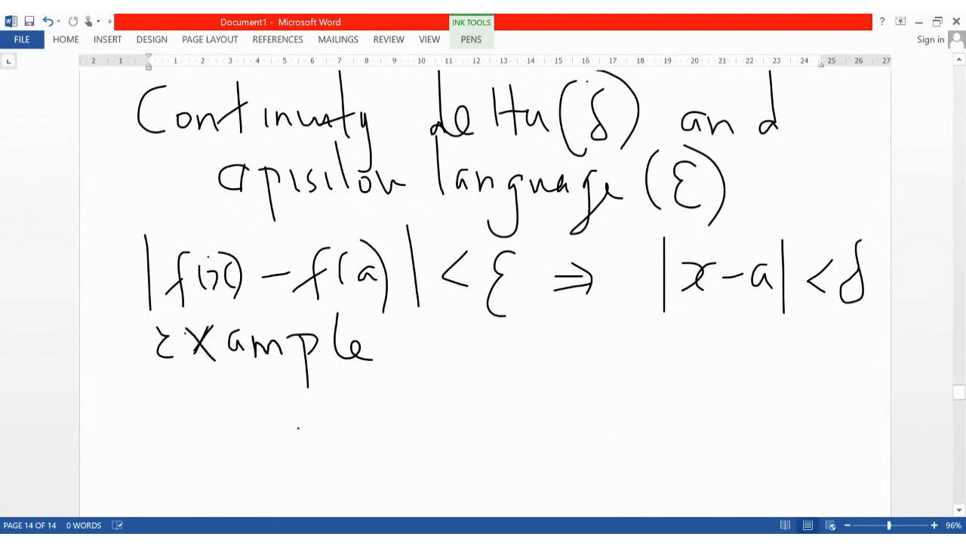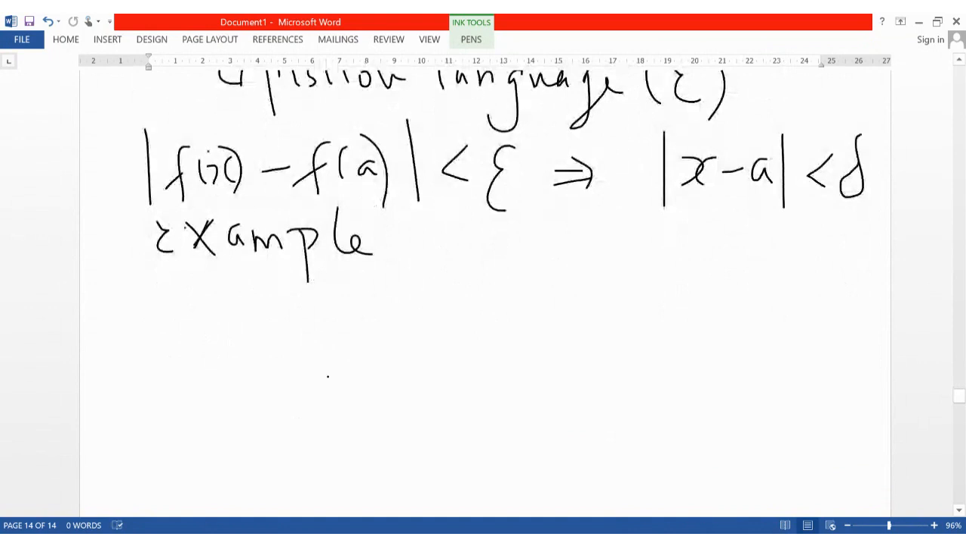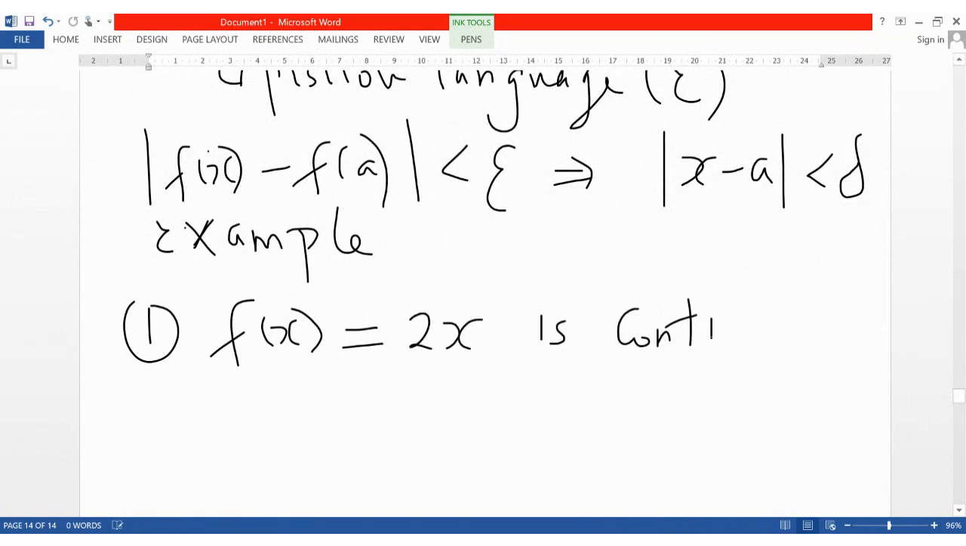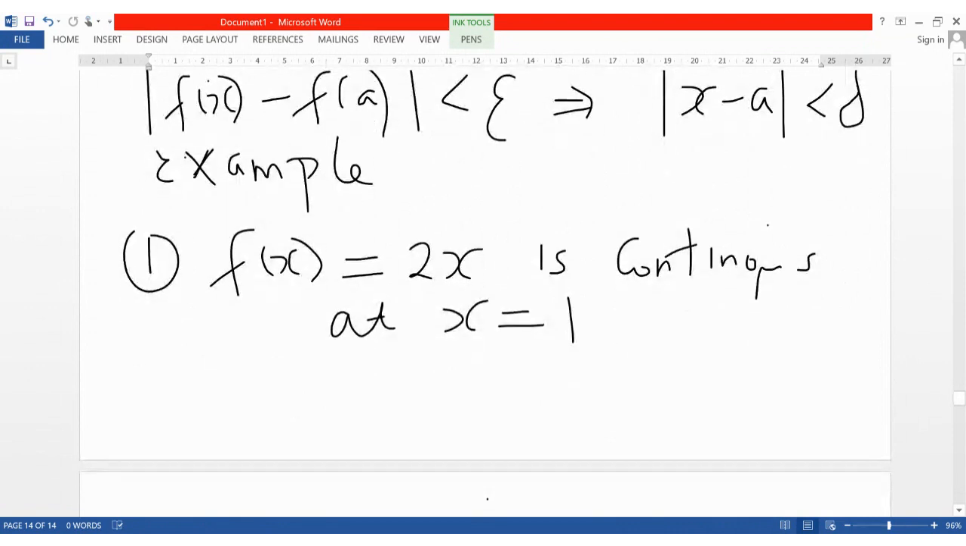Example. You can be able to follow the previous example. It was not hard. Number one, you check if f of x is equal to 2x is continuous at x is equal, let's say, to 1. At x is equal to 1. So first of all, here I'll need to identify my A. What will be my A there? Very important. Our A. 1. So yes, A is 1.